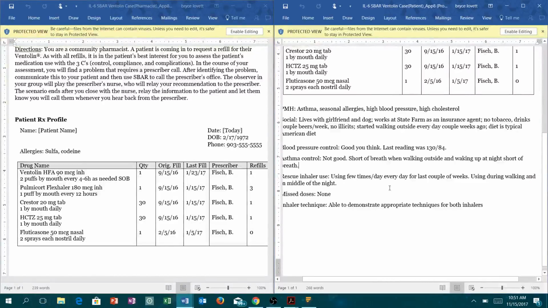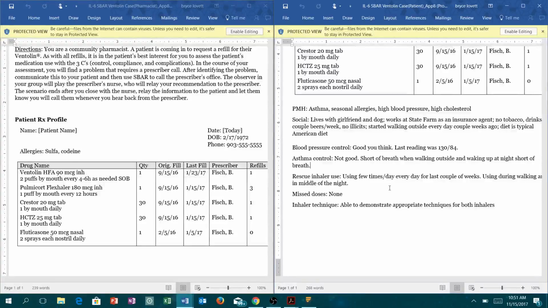Right now, I'm gonna. This is how you take it, right? Is he taking it wrong? I don't know. It says be able to demonstrate appropriate techniques, maybe. Oh, okay. Yeah. Did you have your inhalers with you today? Yeah, buddy. Okay. Well, show me how you use it.